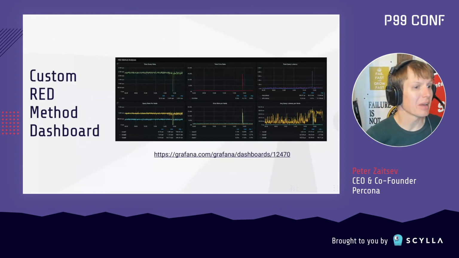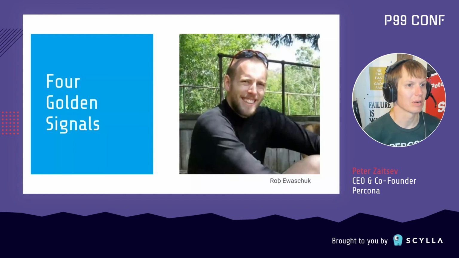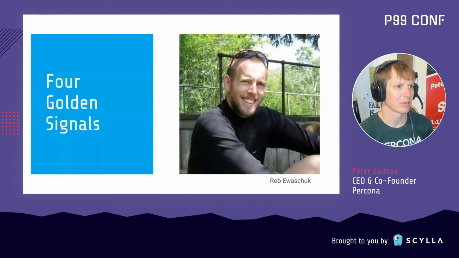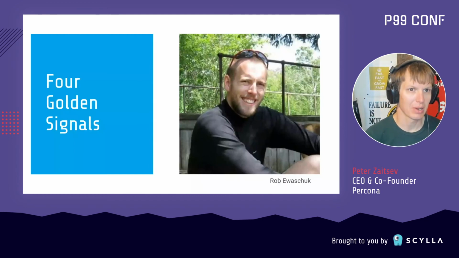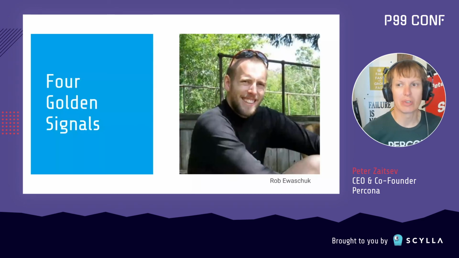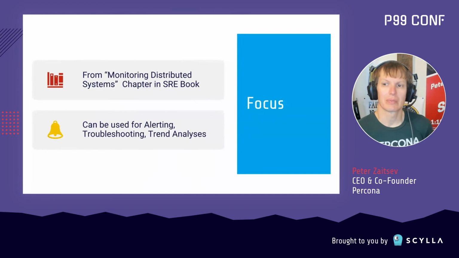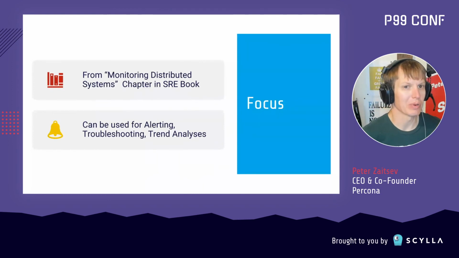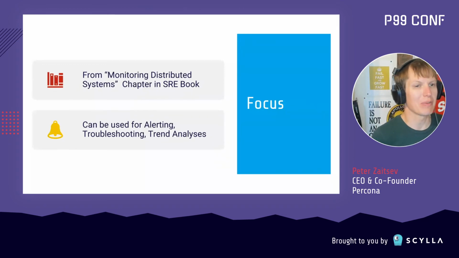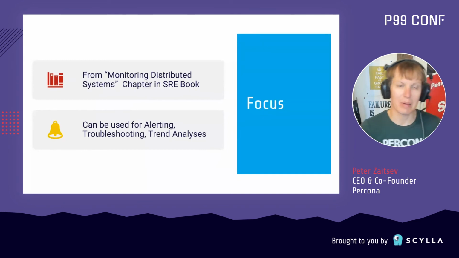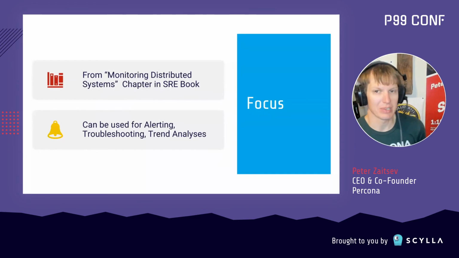Now let's look at the last one, called the golden signals, so 4 golden signals. This really comes from the Monitoring Distributed Systems chapter in the SRE book, and it can be used for alerting, for troubleshooting, for trend analysis. It is not even positioned quite as a methodology, but I think it comes close enough to include that in this presentation.